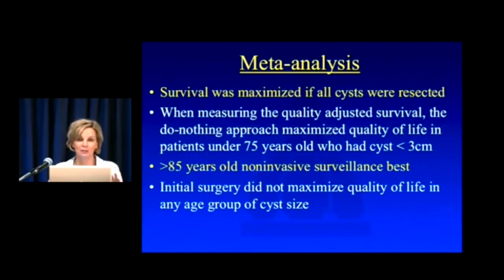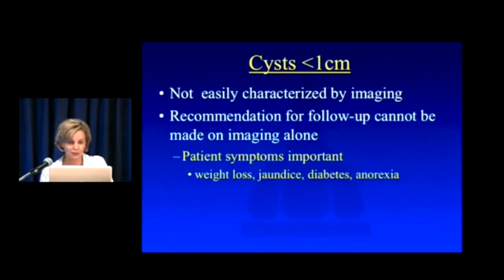So that's what we were discussing. Smaller cysts, you might not have to be so aggressive. Over 85 years old, non-invasive surveillance is the best. And initial surgery didn't maximize the quality of life in any age group or cyst size. So you want to step back when you find these at first and not rush off to surgery. You really have to think, how old is the patient? What's their life expectancy anyway? Do you really want to do a Whipple surgery on a 95-year-old with a 3 centimeter lesion? Those are all important things to consider.